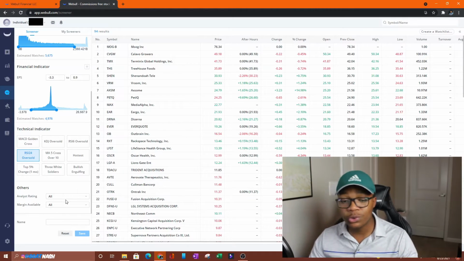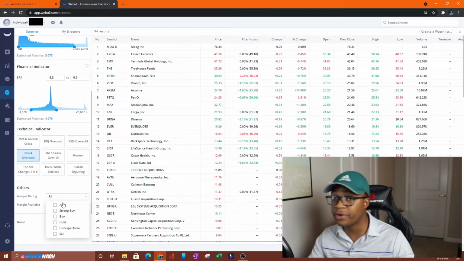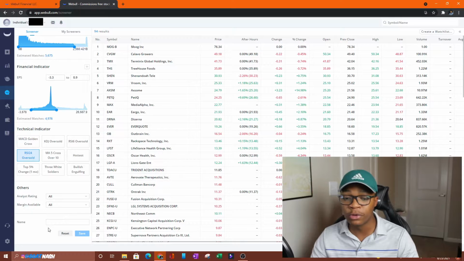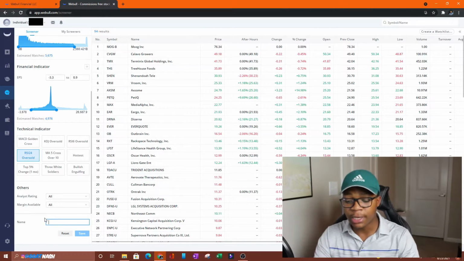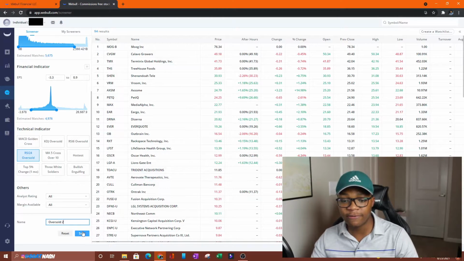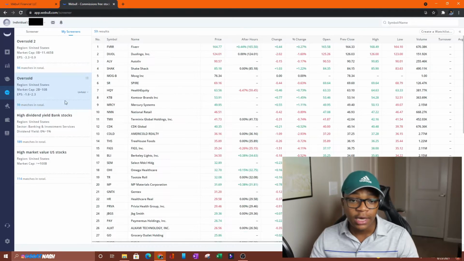All right, so you can also use Analyst Ratings here. So if you click the drop down here, you can look at the different ratings, and these can help you make a decision. But for myself, I like to make the decision solely on my own. So I don't use the Analyst Ratings or the margin available. So once you do that, you can actually name your screener. So I'm going to name it Oversold 2, and I'm going to go ahead and hit save. All right, so once you have it saved, you can switch to my screeners, and there you go.